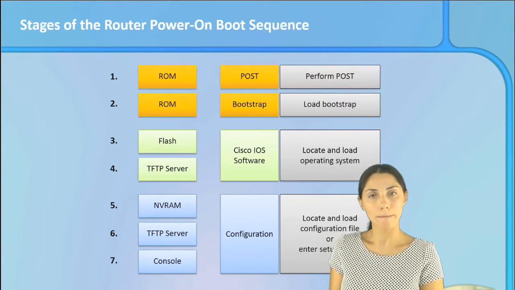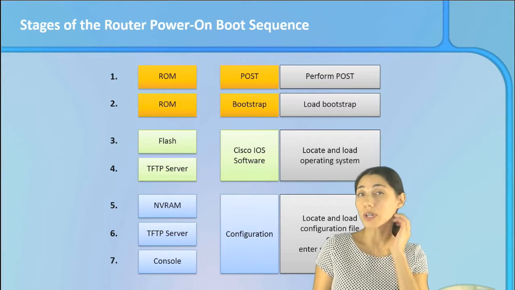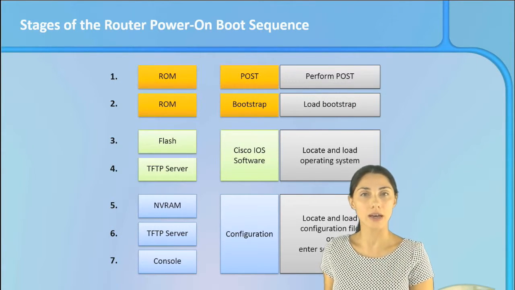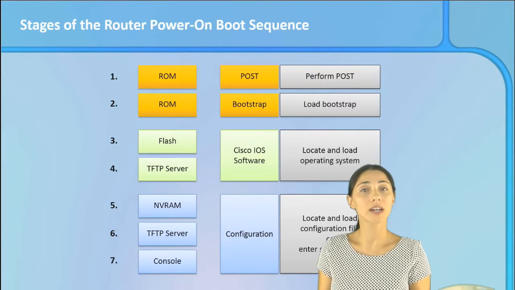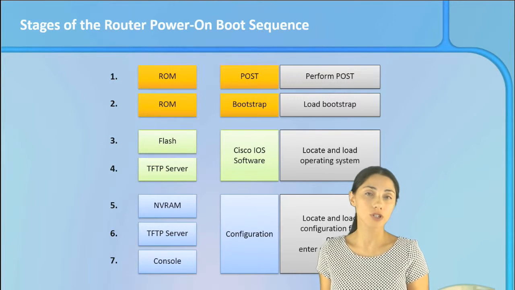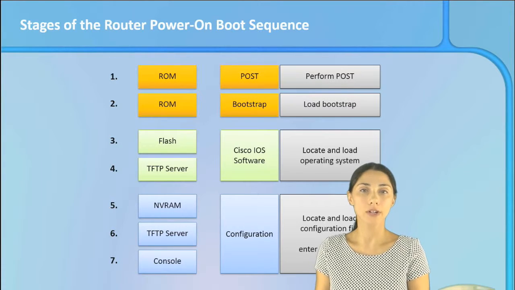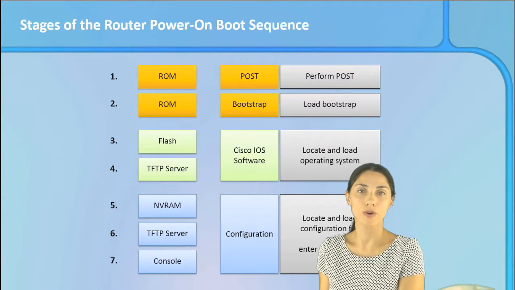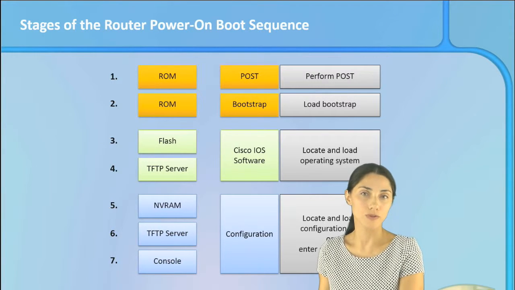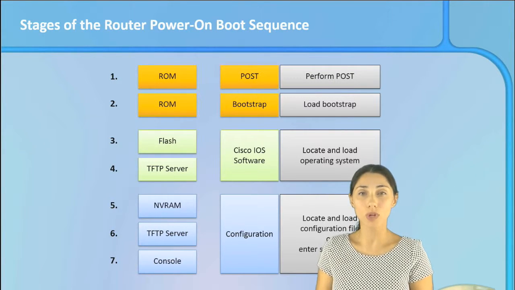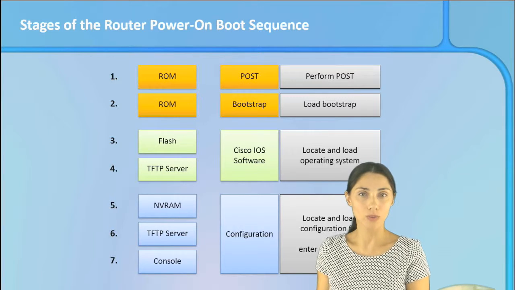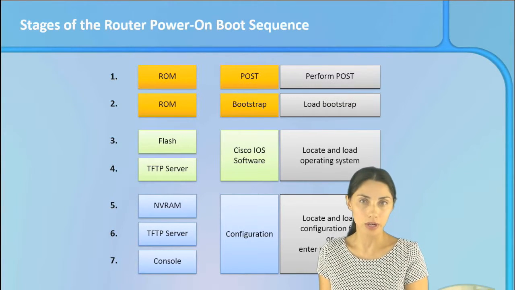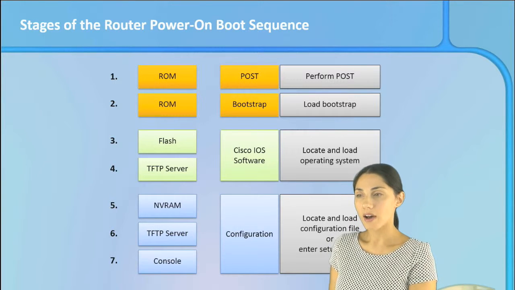Now, the bootstrap is also going to look at something called the configuration register. We're going to look at that on the next couple slides. We can change that configuration register so that we can tell the router, I want you to look at this particular piece of hardware for the operating system, such as flash. Or maybe we want you to boot into ROMMON, which is a very low-level operating system that we might use for troubleshooting.